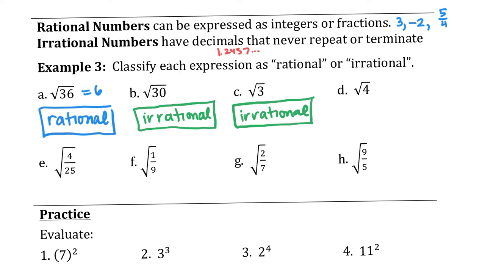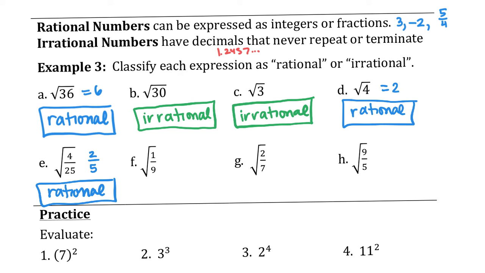The square root of 4 is 2. 2 is an integer, so this is rational. It comes out nicely. Rational is these nice, tidy answers. Okay, this is a fraction. Let's look at it. Okay, the square root of 4 is 2. The square root of 25 is 5. 2/5 is a fraction, so this is rational.